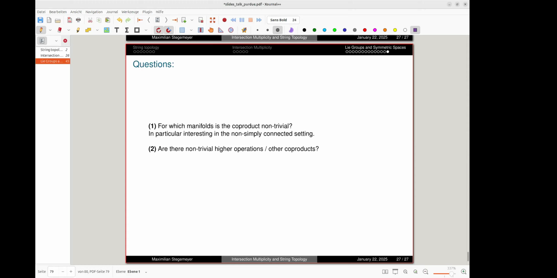Okay, maybe actually in these situations where I showed you that the Goresky-Hingston coproduct is trivial, maybe there's some other coproduct or higher coproduct, if you want, that is not trivial. I think this would also be interesting to see.